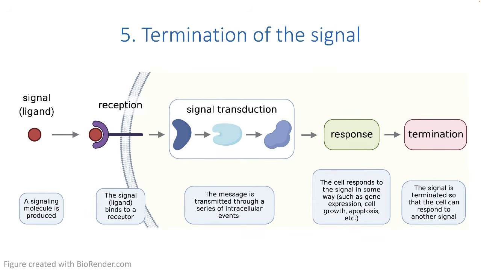Finally, the last step is termination of the signal, and this is important. The cell doesn't necessarily want to keep the response going indefinitely. That would probably cause some sort of chaos in the cell. The response needs to be proportional to the signal. We don't want to just, for example, turn on a certain gene and have it active forever and ever. So the cell may degrade the ligand and or degrade or inactivate components of the signal transduction pathway such that the response to the signal ends.